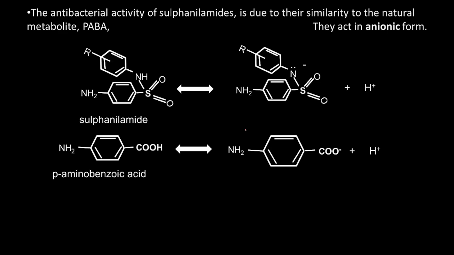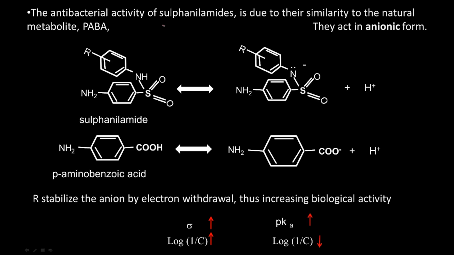That means we need this dissociation to take place. Depending upon the position of the R, as we saw, either the anion or the neutral form is stabilized. If you have a very high sigma, you have log 1 by C also going up. That means the activity increases: R stabilizes the anion by electron withdrawal, thus increasing biological activity, whereas if you have electron donating groups, the biological activity goes down.